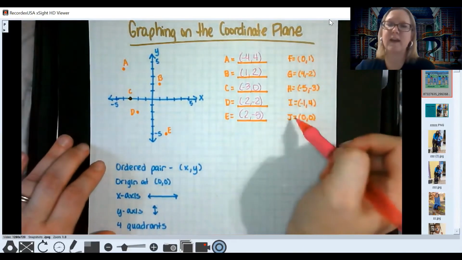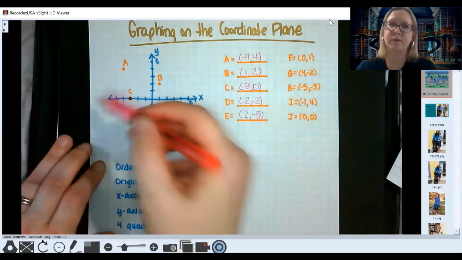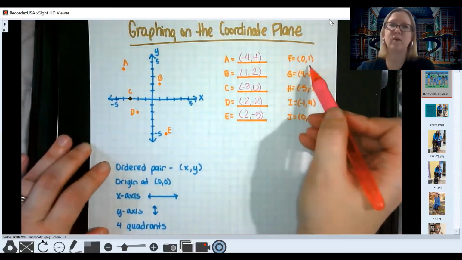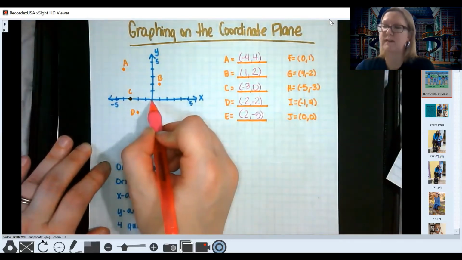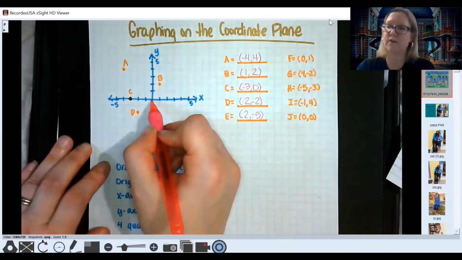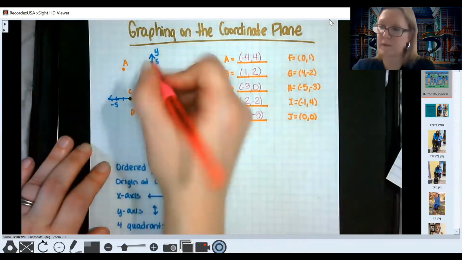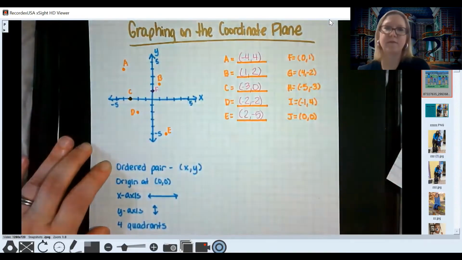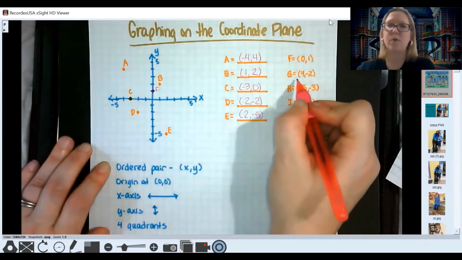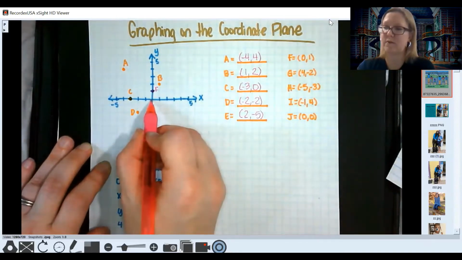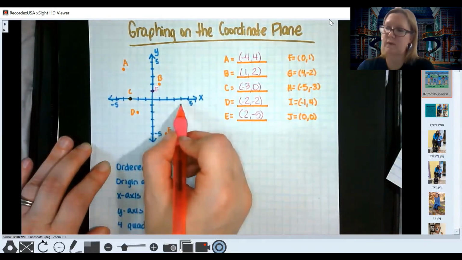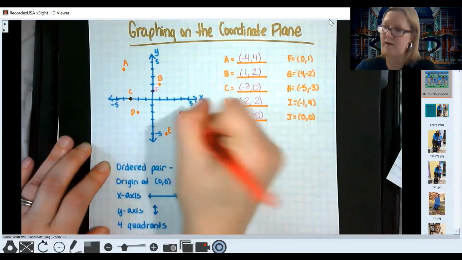This next set of ordered pairs we're actually going to plot on the coordinate plane. Point F is (0, 1). I'm starting at 0, which means I'm not going across at all. Then I'm going up 1 space. So that's right here, point F. Point G is (4, -2). Starting here, I'm going across to 4, 1, 2, 3, 4. And then -2 is going down, so (4, -2).